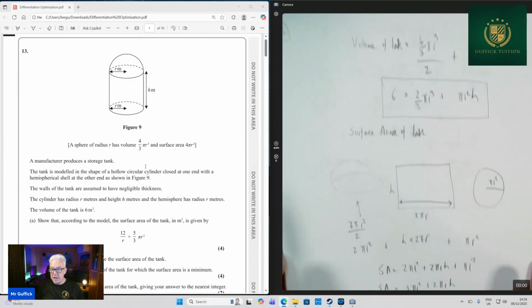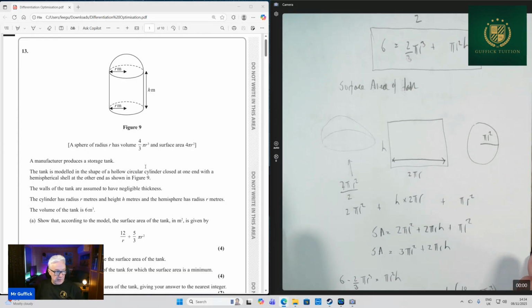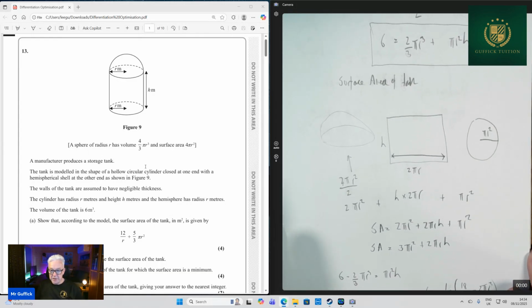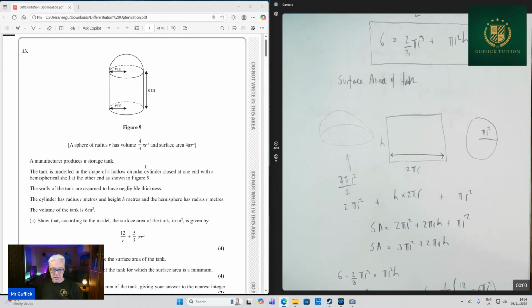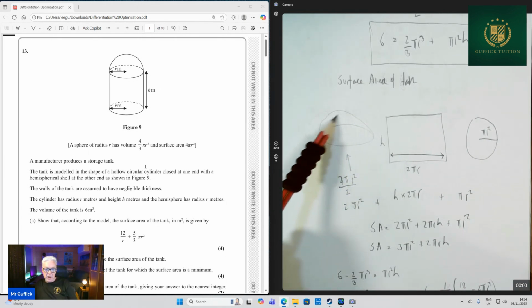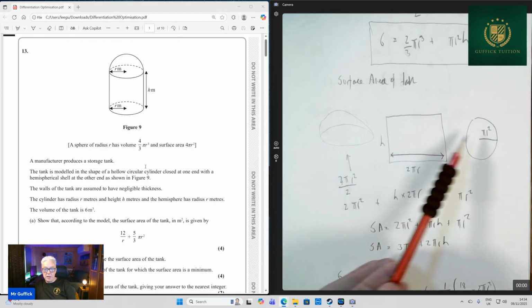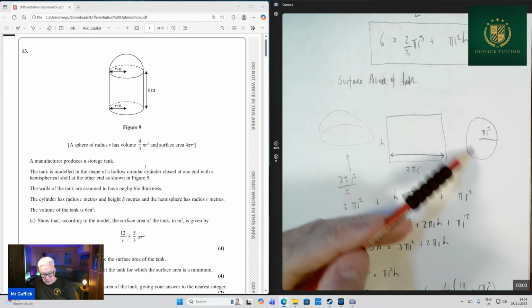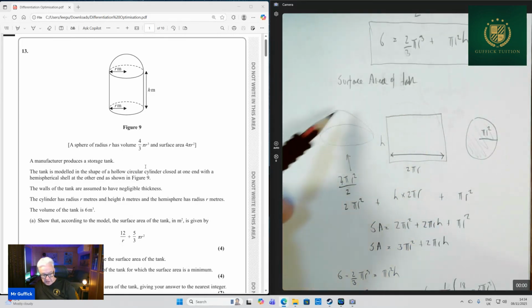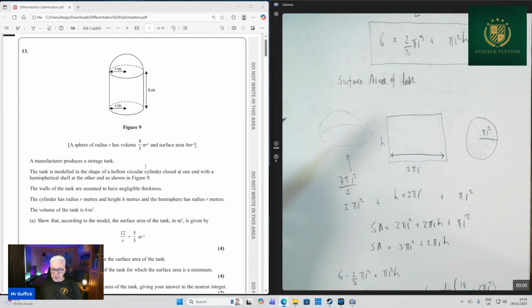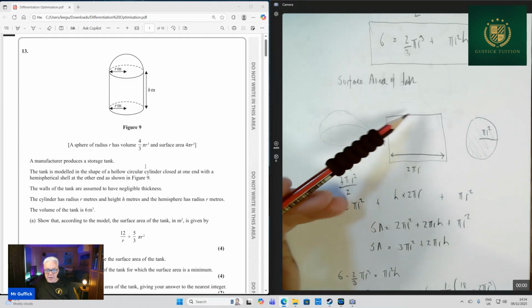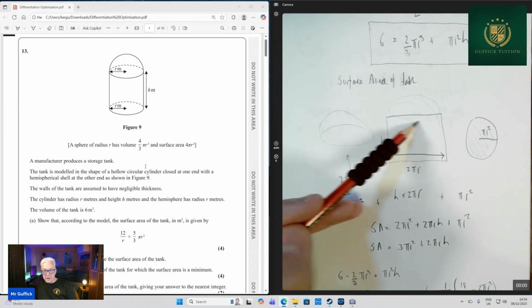Now, the next step is we need to find an expression for the surface area of the tank. Let's have a think about it. The surface area is going to be the area of the hemispherical shell plus the area round the side plus the base. So we've got the base, plus round the outside, plus the top. And the top is going to be half of a sphere, so half the surface area of a sphere. That's going to be 4 pi r squared divided by 2, so that's 2 pi r squared. And then we've got this, which is the curved surface around the outside.